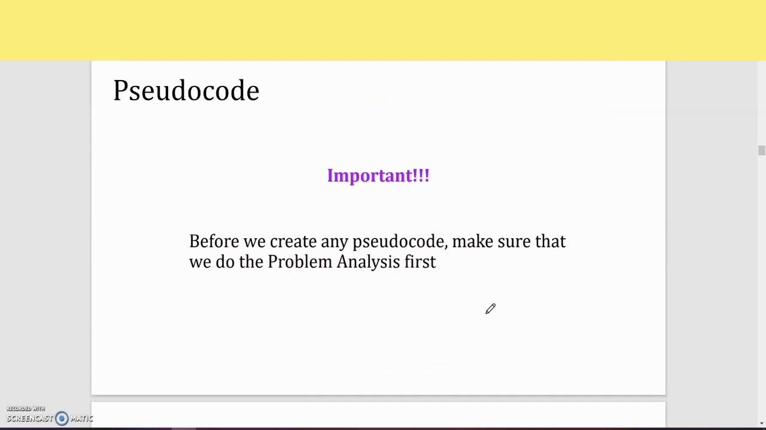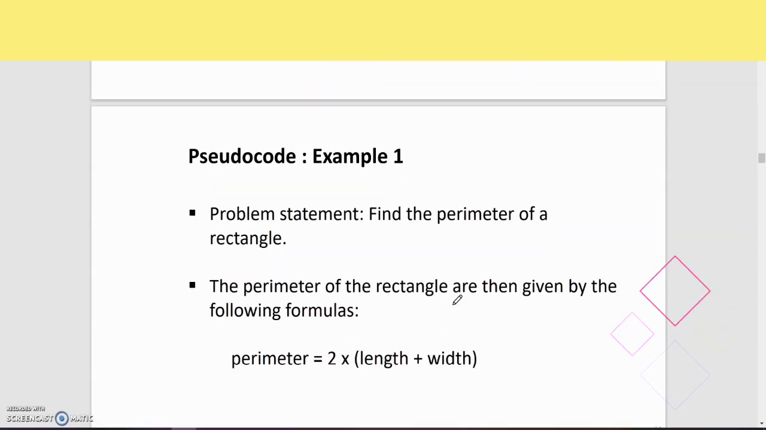Before we create any pseudocode, make sure that we do the problem analysis first, IPO: input, process, and output. Let's see the first example. Problem statement: find the perimeter of a rectangle. The perimeter of the rectangle is given by the following formula. This is the formula to calculate the perimeter of a rectangle.